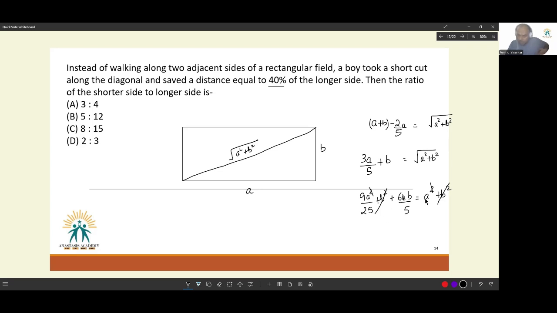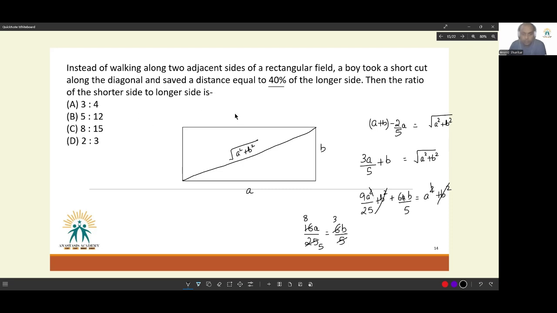Now I will have this go over to this side. 16A by 25 is equal to 6B by 5. Cancel, cancel. 5, 3, 8.